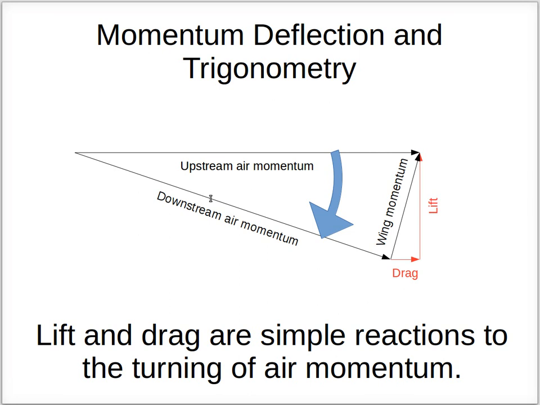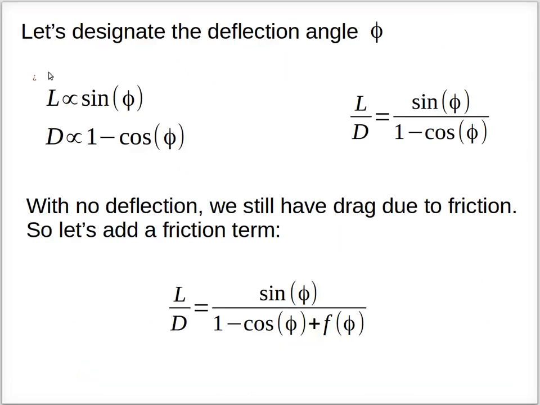then we realize that we simply have a rotation of the upstream air momentum, and the reactions of lift and drag on the wing are simply the result of this turning. So let's call this deflection angle phi, and we can write some relations with the lift and drag ratio.